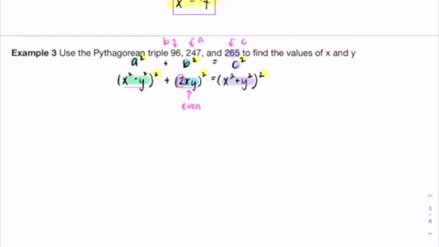And there will always be one even and one odd. There won't be 2 evens or 2 odds. So just keep that in mind. The even one has to be B. That would go with the 2xy.